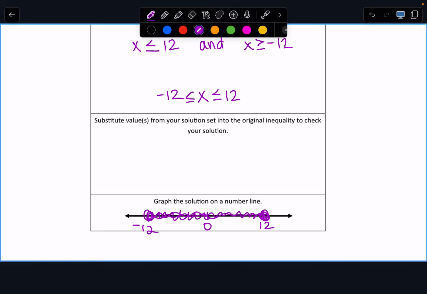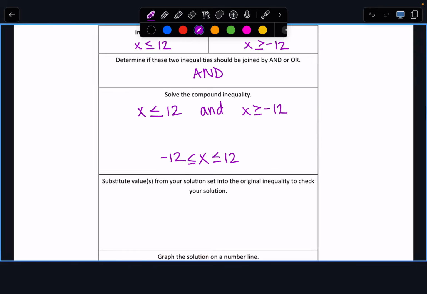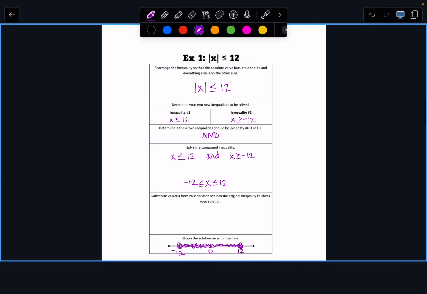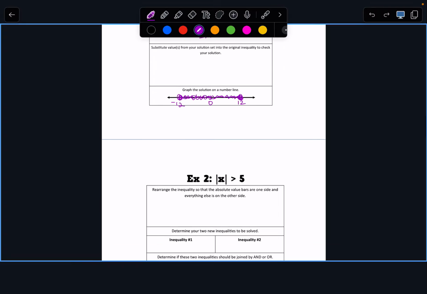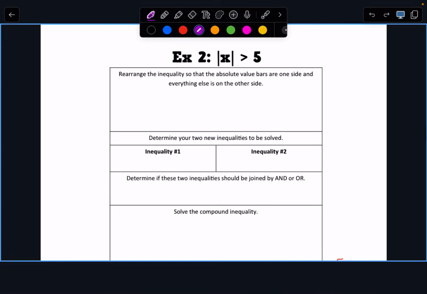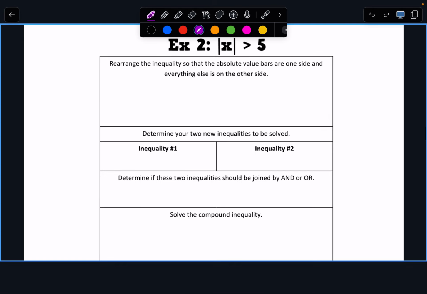So this is saying, do you want to check some values? No. Okay, go to example 2.